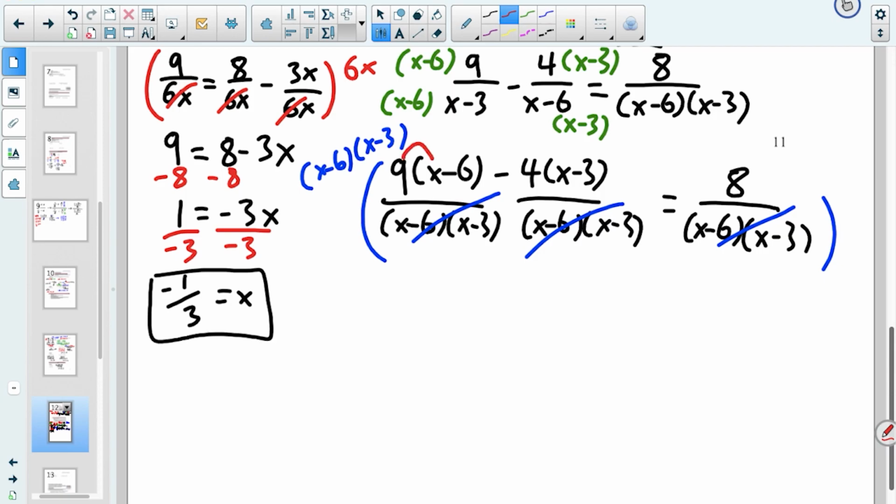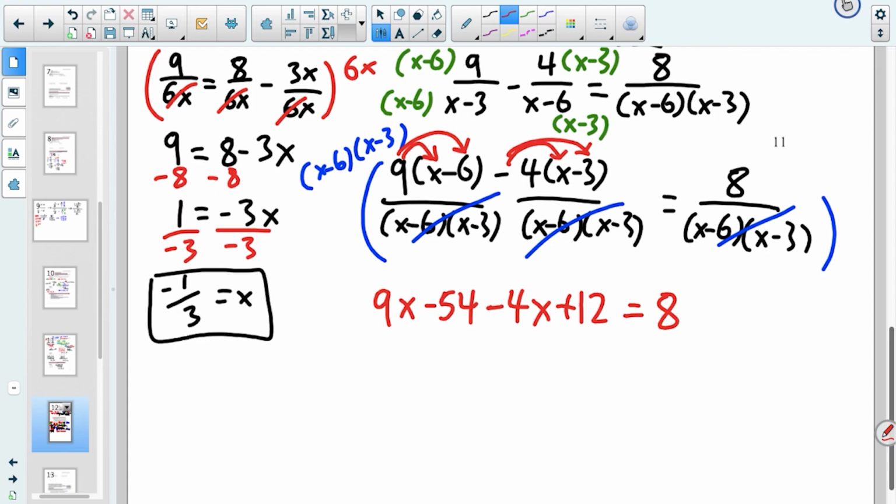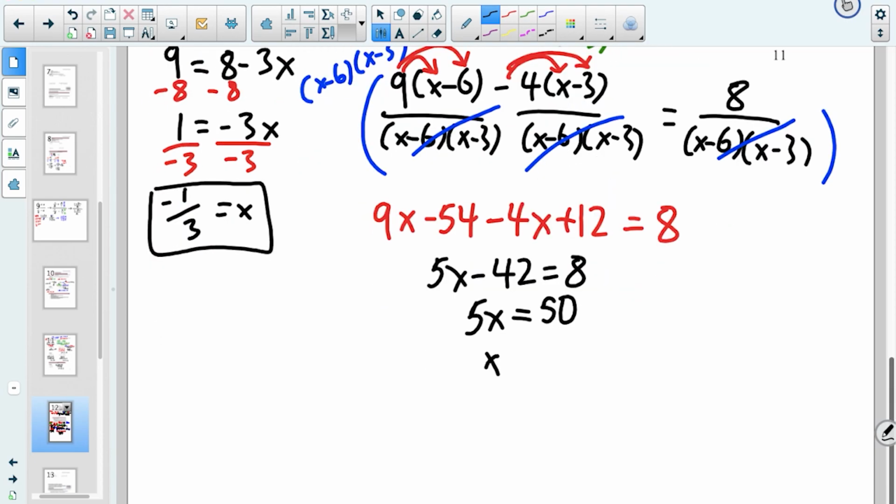So we've got 9 times x and 9 times negative 6. That gives me 9x minus 54. And I'm going to take the negative 4 times x, negative 4 times negative 3. That gives me negative 4x plus 12. And all of that is going to equal 8. So let's go ahead and simplify. 9x minus 4x gives me 5x. Negative 54 plus 12 gives me negative 42, and that's equal to 8. I'll add 42 to both sides, so I'll get 50. And then I'll divide both sides by 5, and I'll get x is equal to 10.